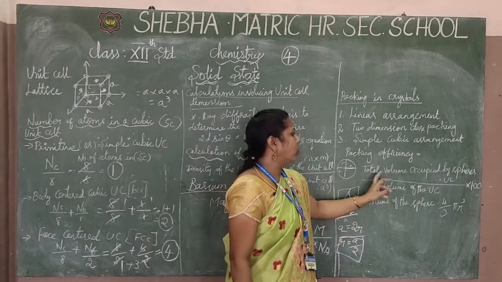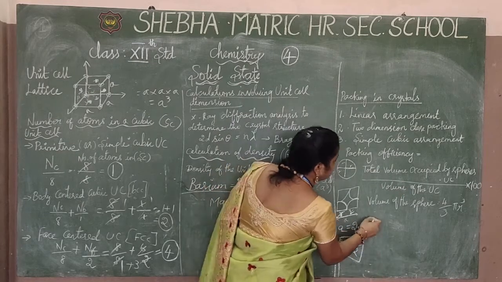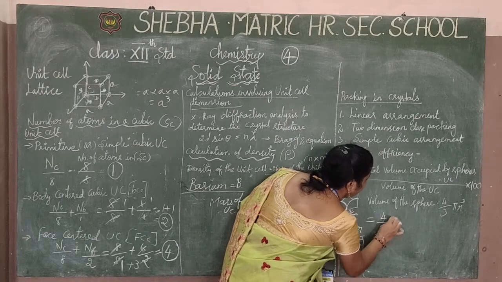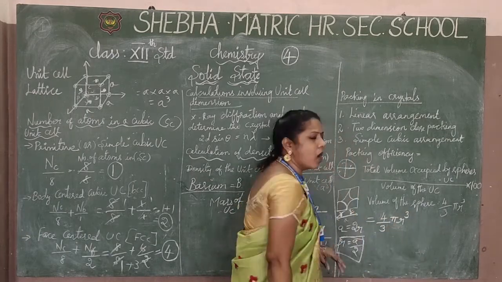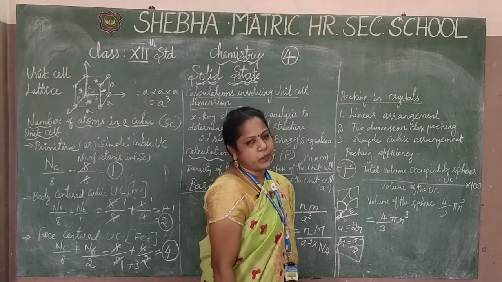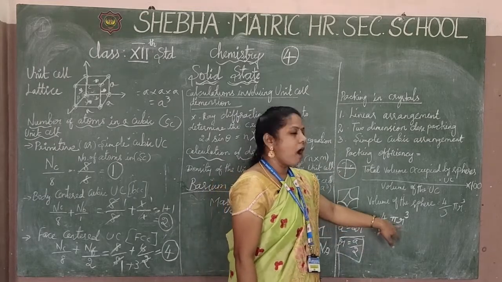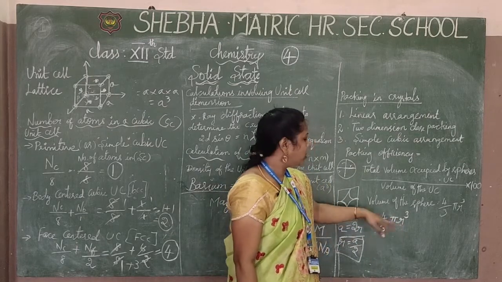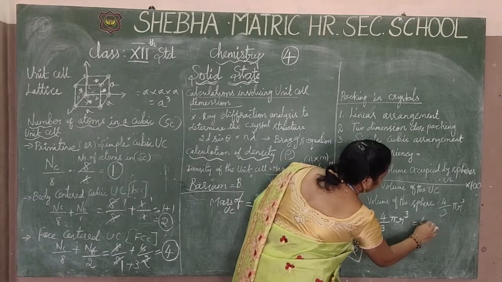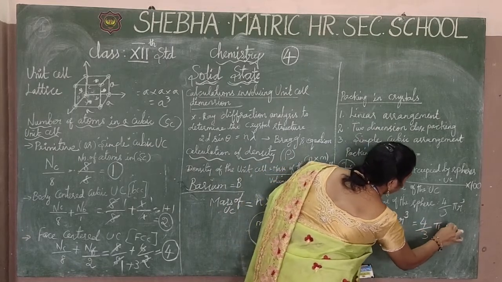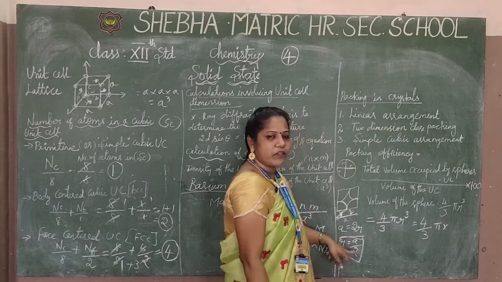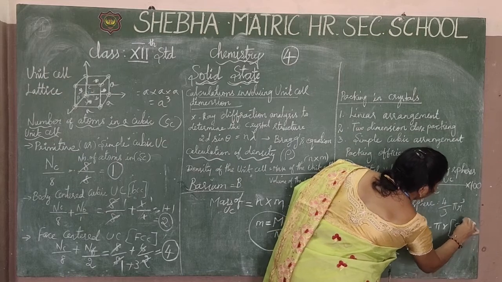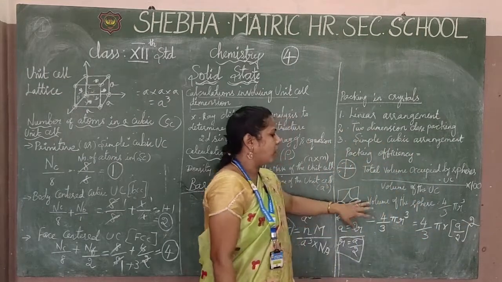So I am going to write down the total volume occupied by the spheres. What is the volume of a sphere? 4 by 3 pi r cube. That is the common formula for the volume of a sphere. Then you know the radius value, so you have to substitute it in the formula: 4 by 3 pi into, what is the value of r? a by 2. So I am going to write down a by 2. Did you get the steps?